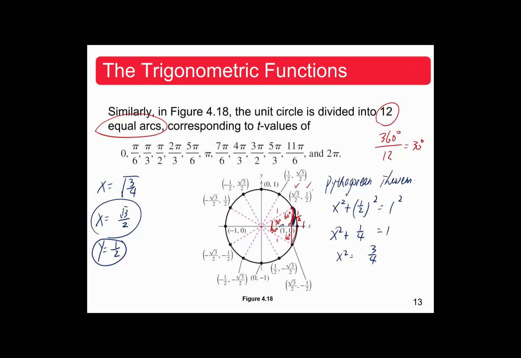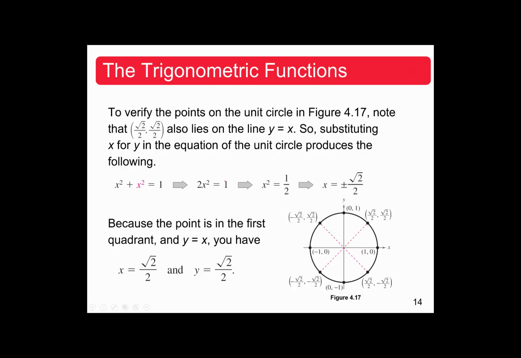So basically, all of these special points, you can use geometry to find all these coordinates if you partition the whole unit circle into 12 equal arcs. Okay, let's take a look. Verify the points on the unit circle. Know that radical 2 over 2 lies on the line y equal to x. We actually went over this earlier. I use geometry because geometry is very useful in terms of understanding trigonometry.